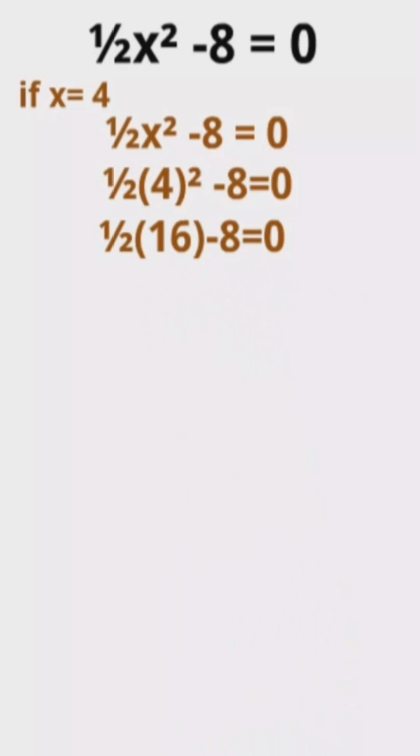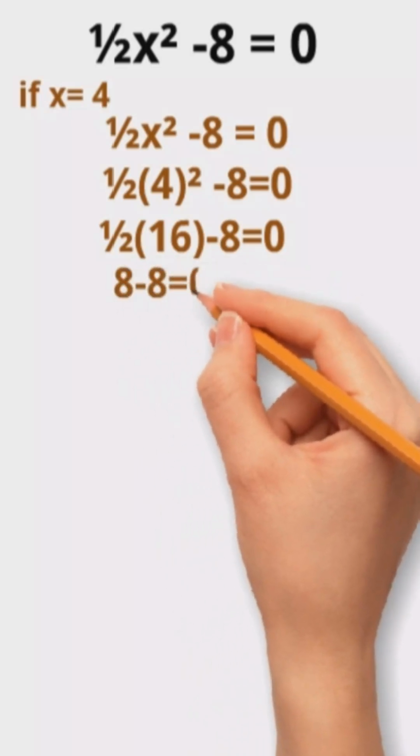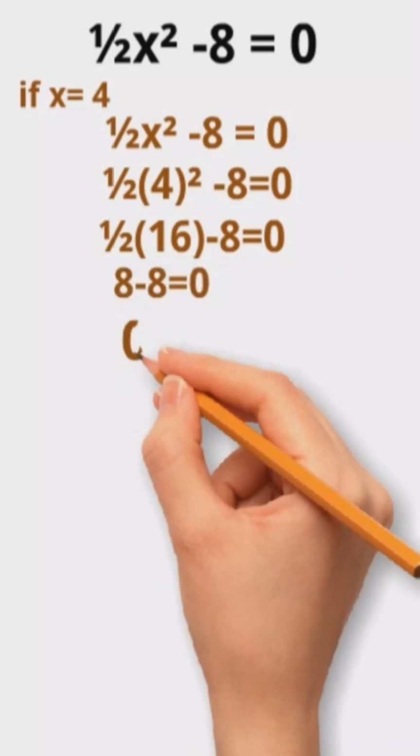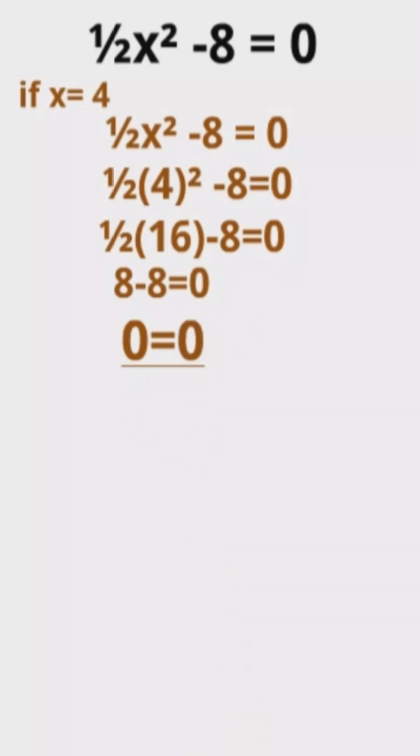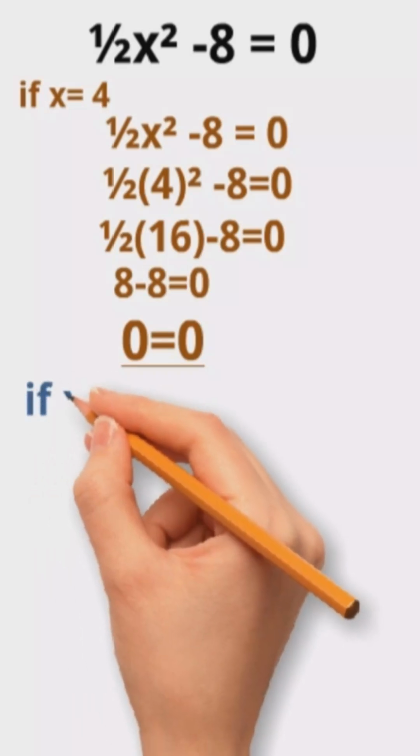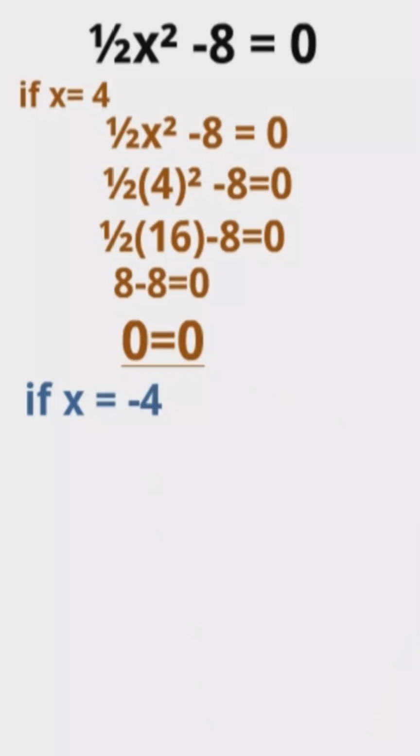We evaluate 1/2 times 16 will give us 8 minus 8 is equal to 0. 8 minus 8 will give us 0, which is equal to 0. Since the equation has balanced, that means +4 is correct. Perfect! Now check if x equals -4 is correct too.